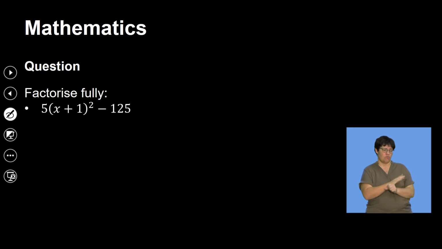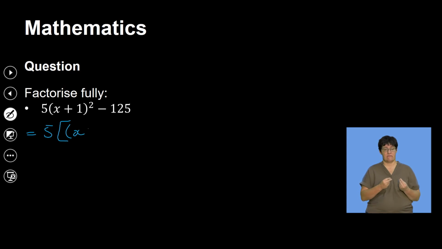What did I say? Firstly, look at whether I can take out a common factor or not. If I can, that's what you need to do. So here clearly I can take out a common factor of 5. And if I do that, I will be left with x plus 1 all squared minus, if I divide this by the common factor, it will give me 25, right?